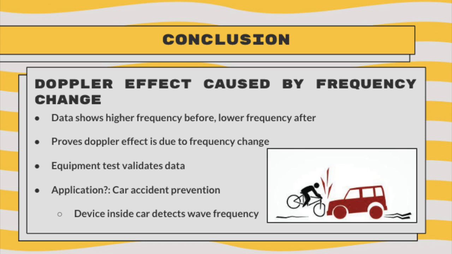How is information and data collected like this used? It is being integrated into cars to help prevent accidents. Devices inside cars record and measure the frequency of sound waves and use that to locate things like people, bikes, and other cars so it can avoid crashing into them.